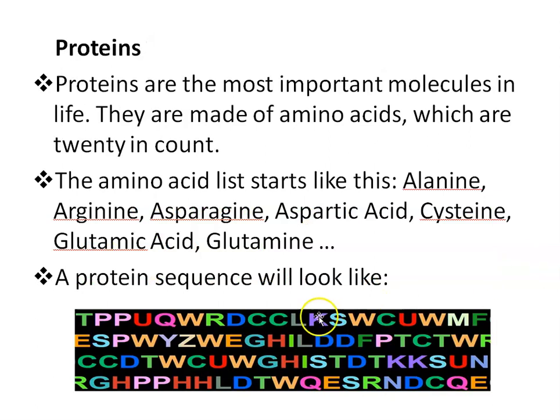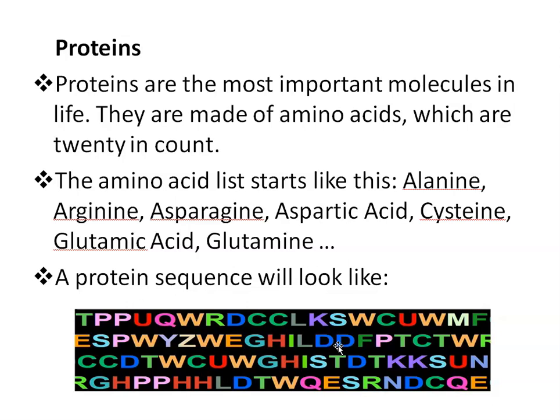Then proteins. Proteins are the most important molecules in life. They are made of amino acids, which are 20 in count. The amino acid list starts like alanine, arginine, asparagine, aspartic acid, cysteine, glutamic acid, glutamine, right? So a protein sequence will look like this, a string of amino acids, right? So this is a protein sequence, right?